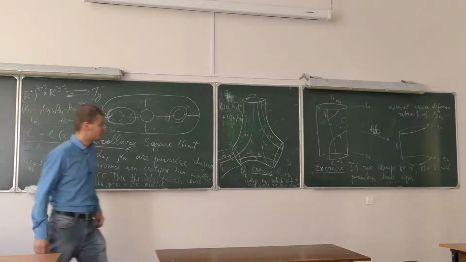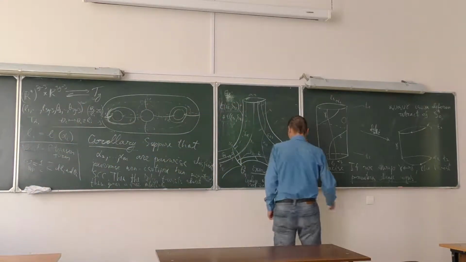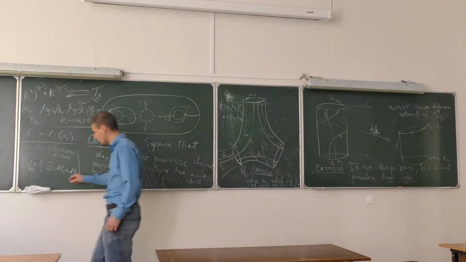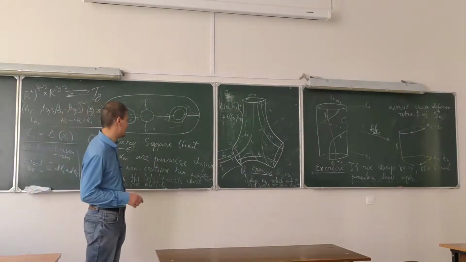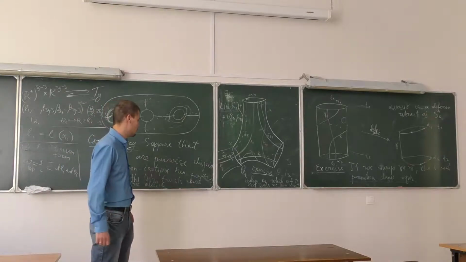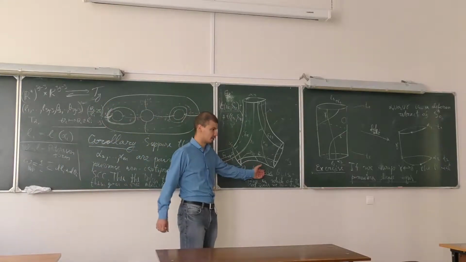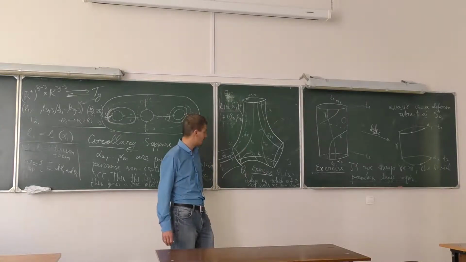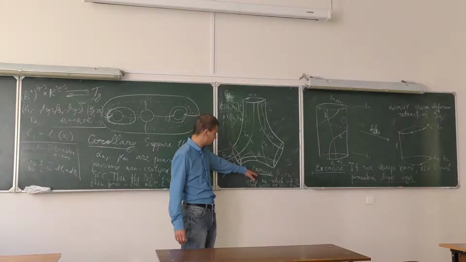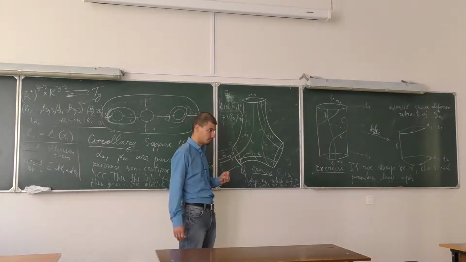Well, let's resume. First of all, I suggest first to do this exercise. Let us understand why our twist parameter is independent of which of the two seams we have chosen here.